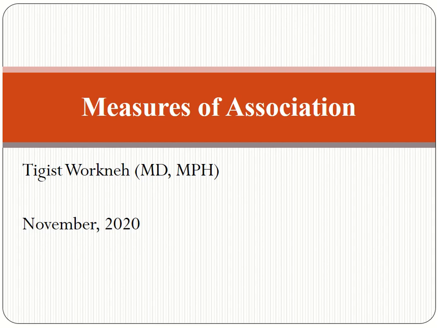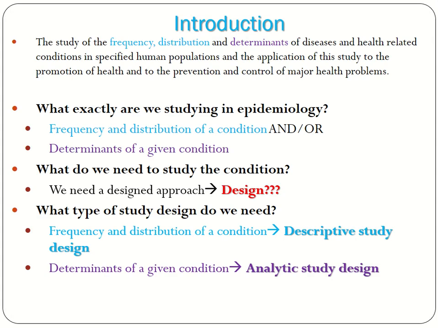Hello everyone, this is lecture 5. Lecture 5 is going to be on measures of association. So just to refresh your memory from the previous lectures, epidemiology is the study of the frequency, distribution, and determinants of disease conditions. So when we ask the question, what are we exactly studying in epidemiology?